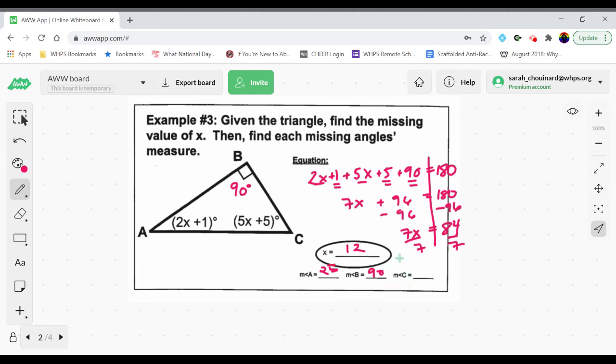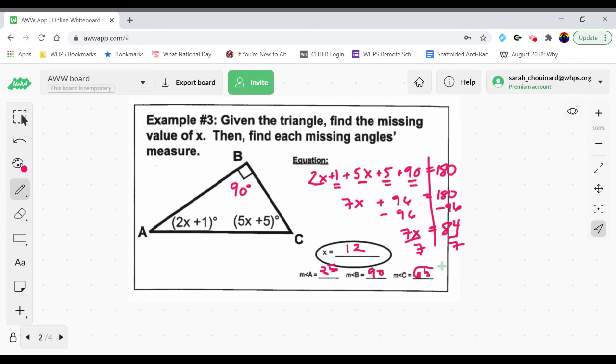Then to find angle C, I'm going to replace x with 12 again and do 5 times 12, which is 60, plus 5 is 65 degrees. And I'm also happy because if I check this out, all three angles should add to 180 degrees. 25 plus 90 plus 65 is 180 degrees. So that kind of tells me that I did this correctly.